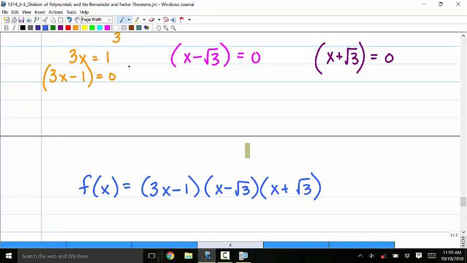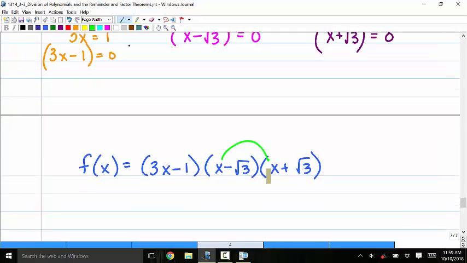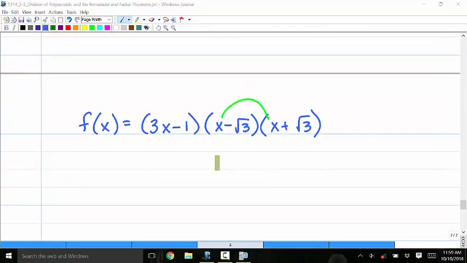If I knew that root 3 was a 0, then x minus root 3 is a factor. If I knew that negative root 3 was a 0, then x minus negative root 3 is a factor. Okay, go FOIL this and multiply it all out. What do you get here? x squared plus root 3 x minus root 3 times x. Those are going to go away, yes? And then minus 3, perfect.